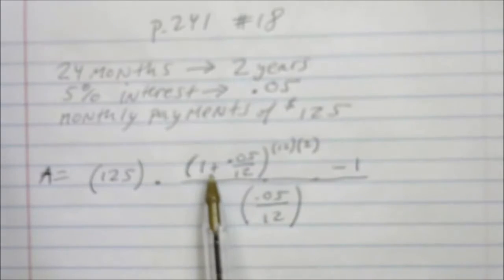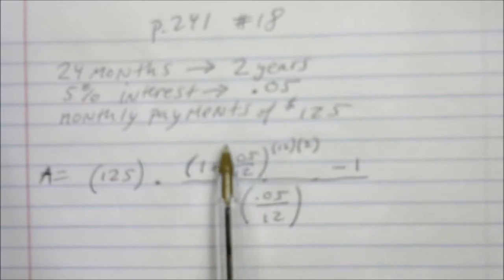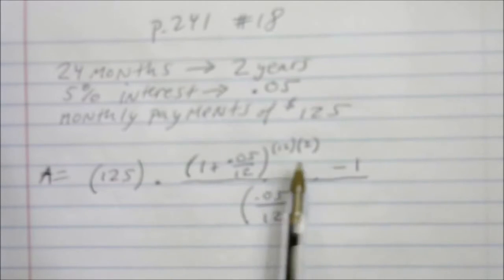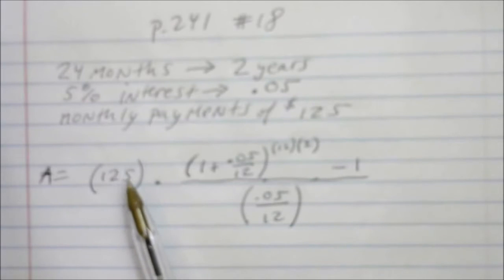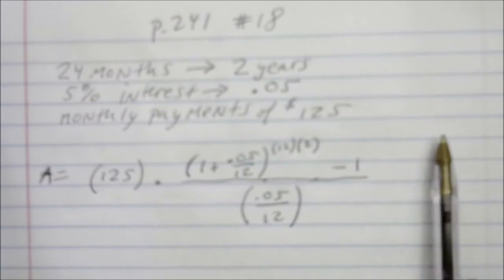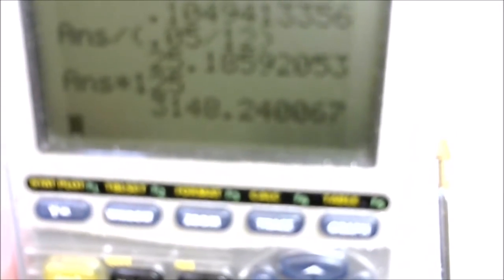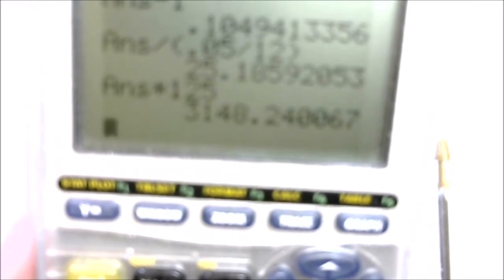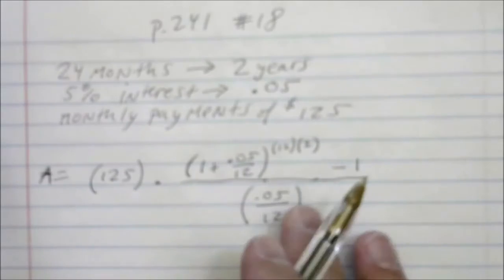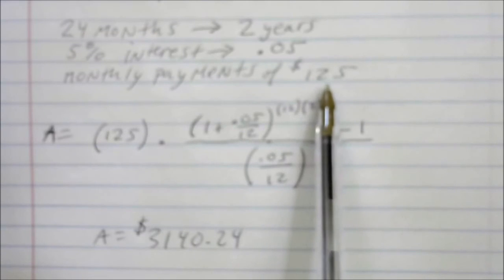Then notice we're just walking through this with order of operations: take it to the exponent, minus 1, then divide, and then I'll multiply it by this times 125. So then that answer times 125 gets us $3,140.24. So if you're able to do this, then the annuity would be $3,140.24. So if you're able to save $125 a month, then in 2 years you have about $3,000.